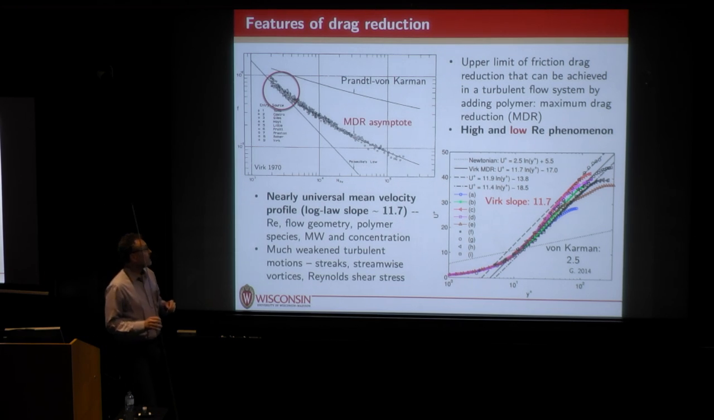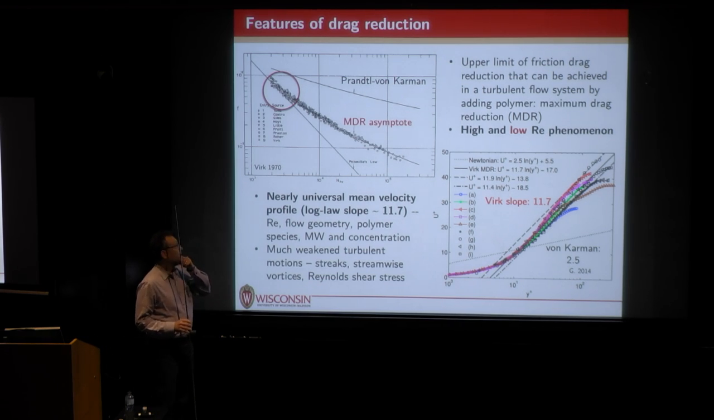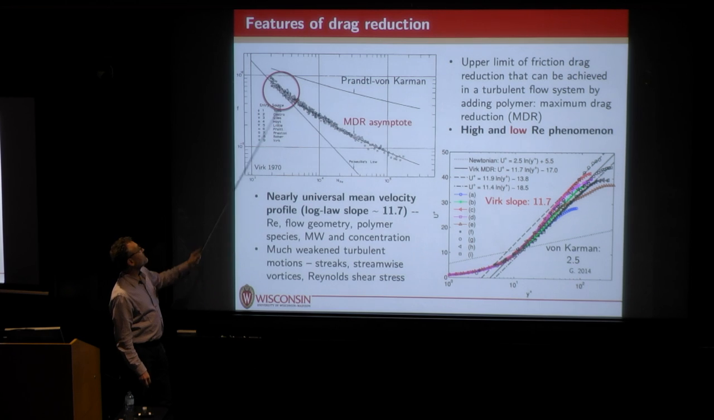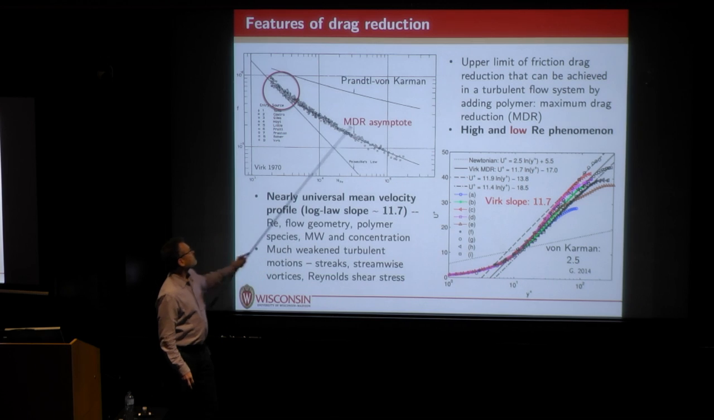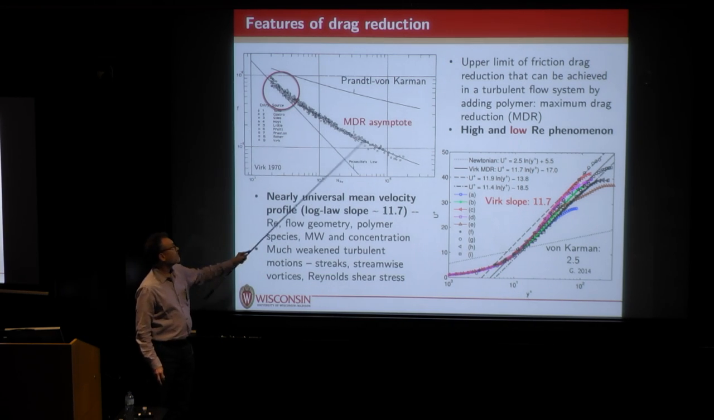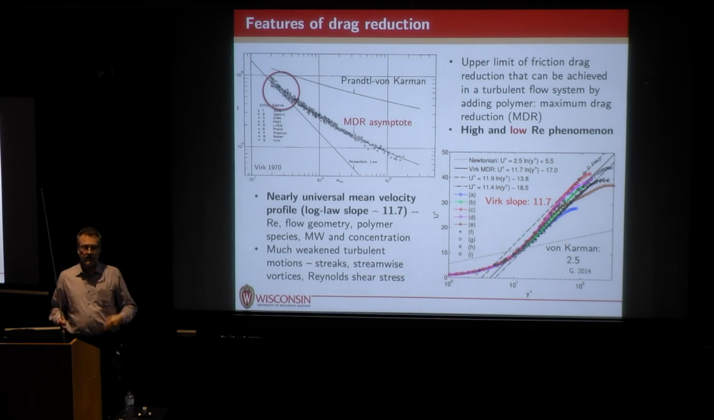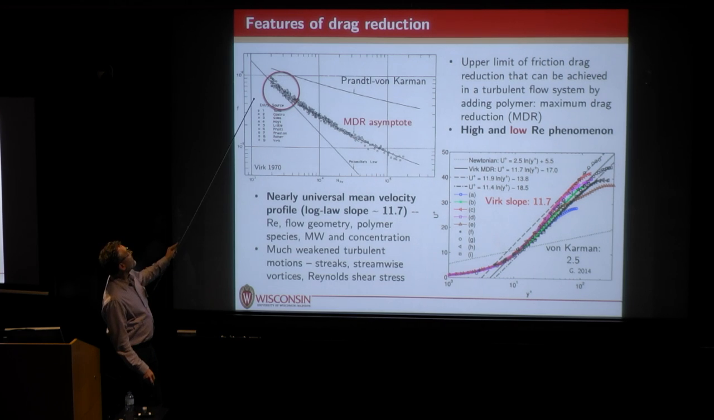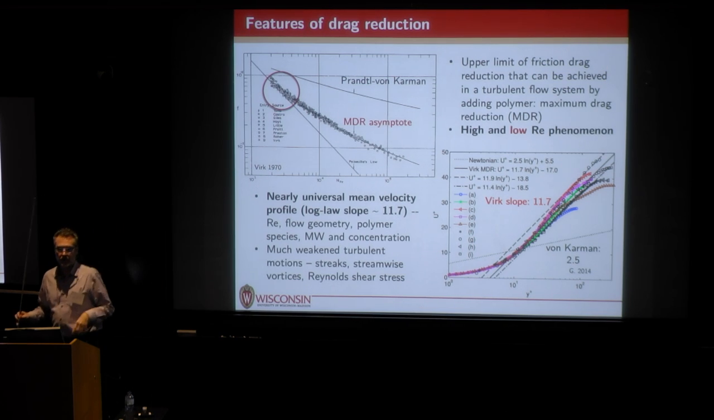So here are some of the key observations from the drag reduction literature. One of them is that if you just plot the classical friction factor versus Reynolds number, this would be Newtonian laminar, this would be turbulent, a wide variety of data actually falls on this same curve, which is called the maximum drag reduction asymptote. And that's something that people in this field have been very interested in for some time. One thing I want to point out here is that this behavior extends down into the transition regime. And that's where we're going to be working today.